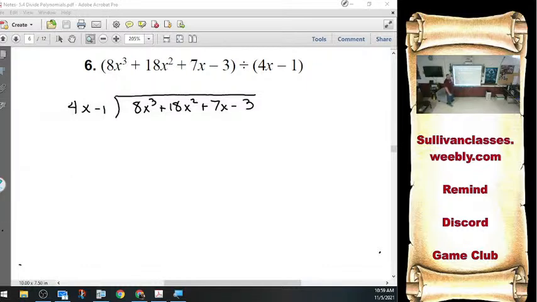What is 8x cubed divided by 4x? 2x squared. 2x squared times this stuff. Remember to distribute to both. 8x minus 2x squared, but then when we change the signs.